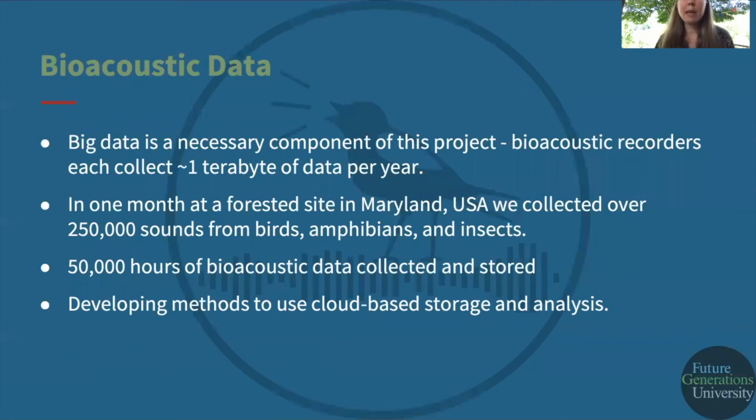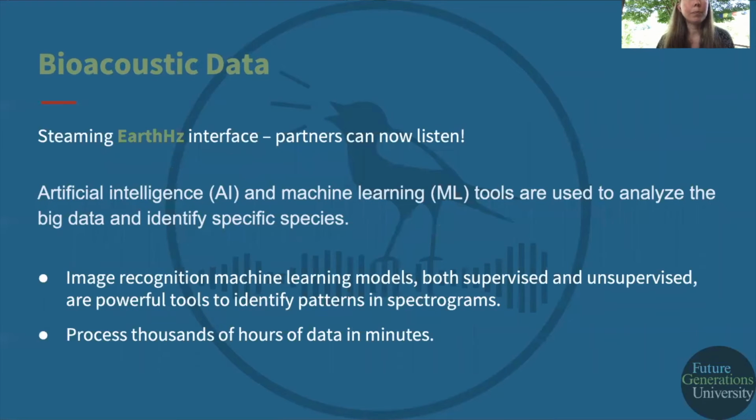So this is big data. Each of these recorders can collect about 1 terabyte of data per year. For example, in 1 month in a forested site in Maryland, we collected over 250,000 sounds from birds, amphibians, and insects. We have about 50,000 hours of bioacoustic data collected and stored at this point, and we're developing cloud-based methods for storage and analysis because this is very big to deal with on a single computer.